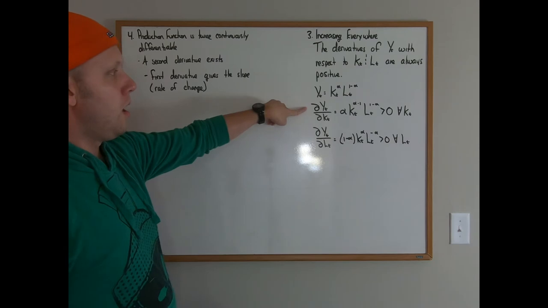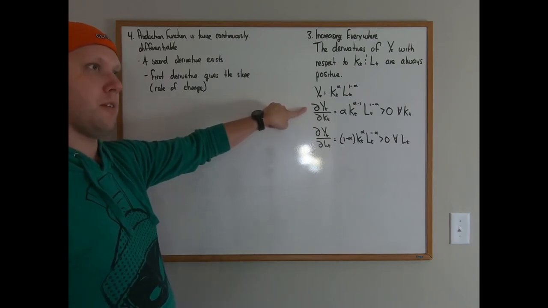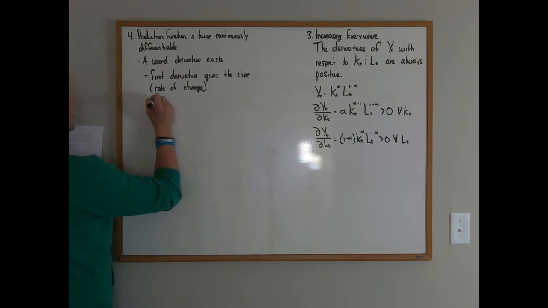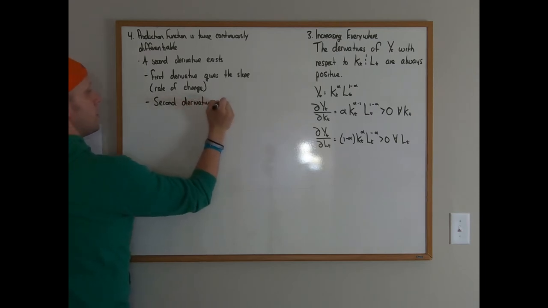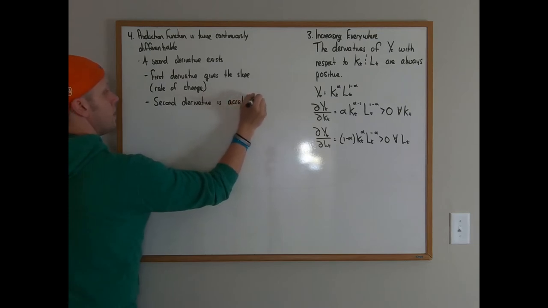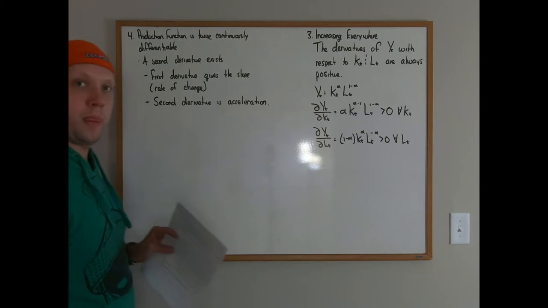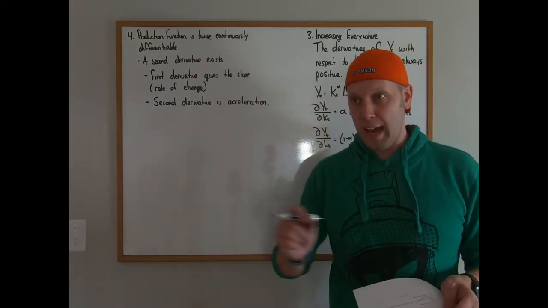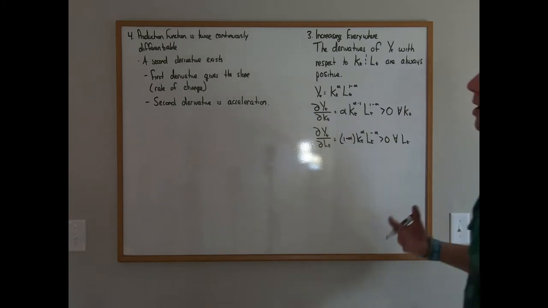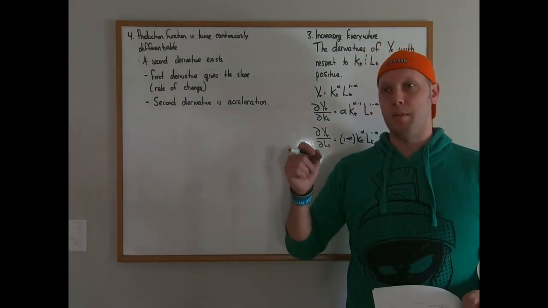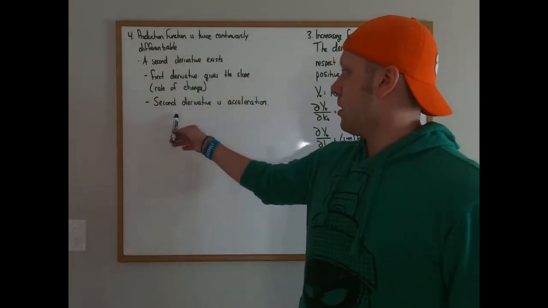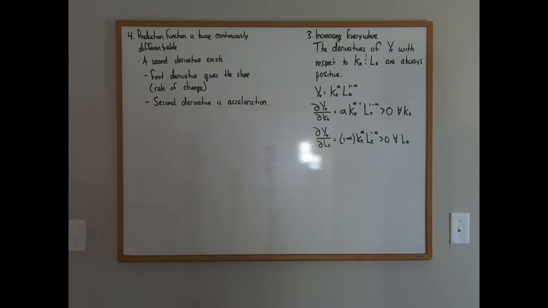But if I want the second derivative, that's going to give me the rate of change of the rate of change. What is that? Well, it's the acceleration. So the first derivative will give me, say, miles per hour, if we're looking at how fast some object is moving over time. It'll give me miles per hour if I get the first derivative of the position of that object moving over time. The second derivative is going to tell me how fast that slope is changing. It's going to give me acceleration.